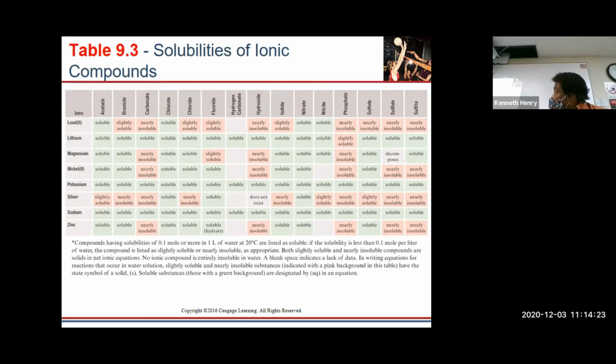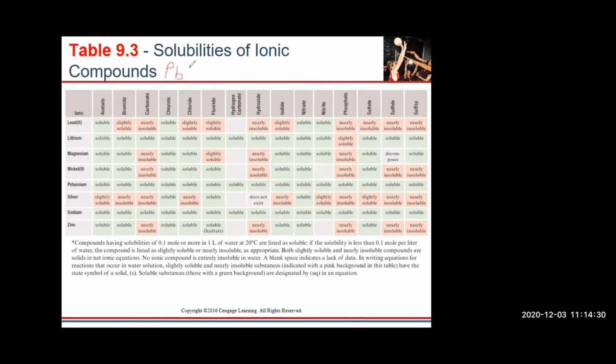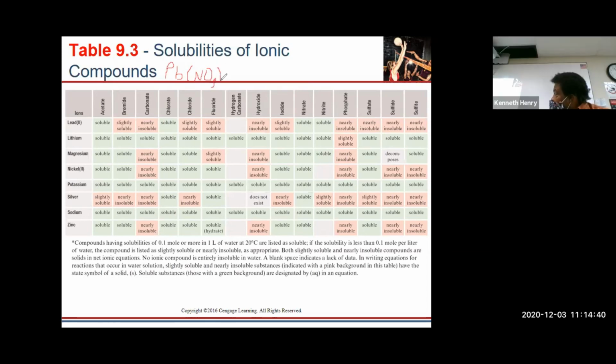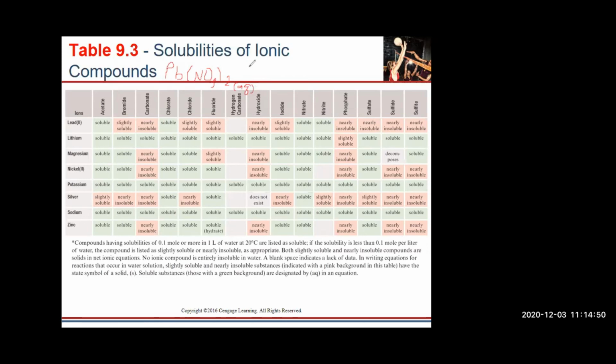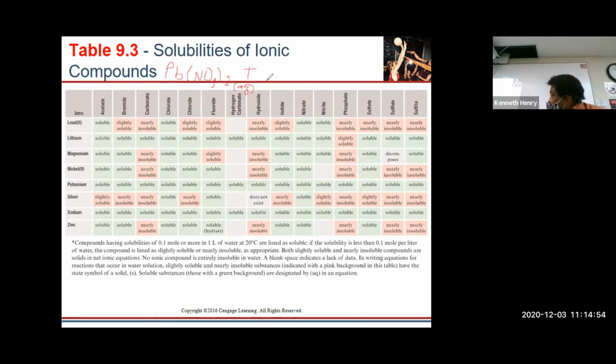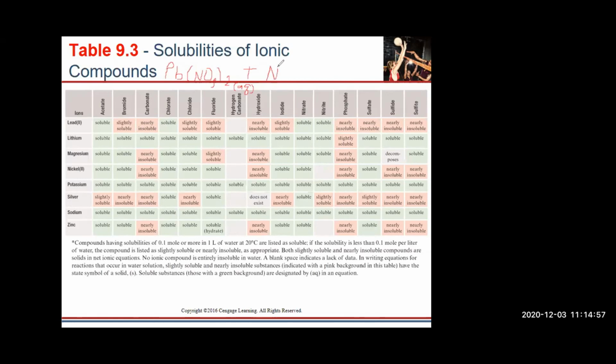So lead II nitrate is Pb(NO3)2, with the 2 in parentheses. And we know that that's soluble, so we put an aq, plus sodium bromide, NaBr.